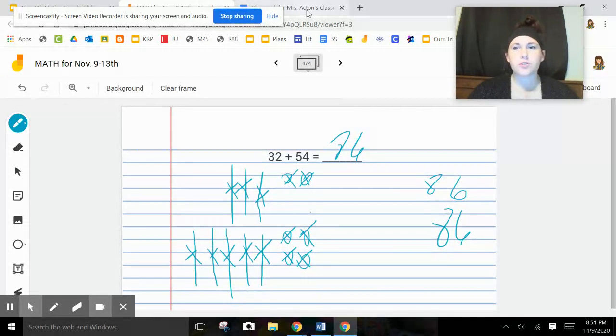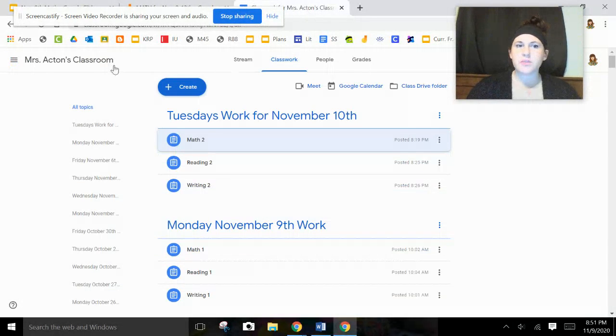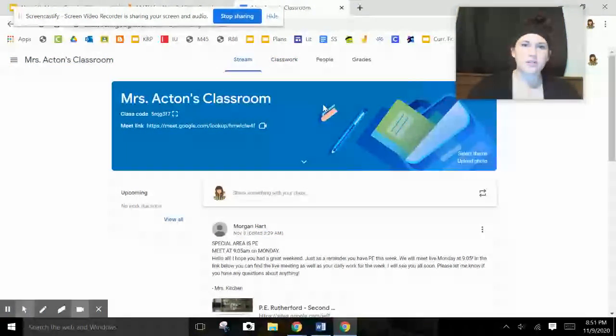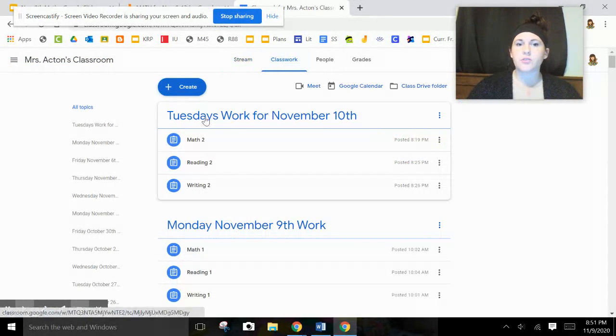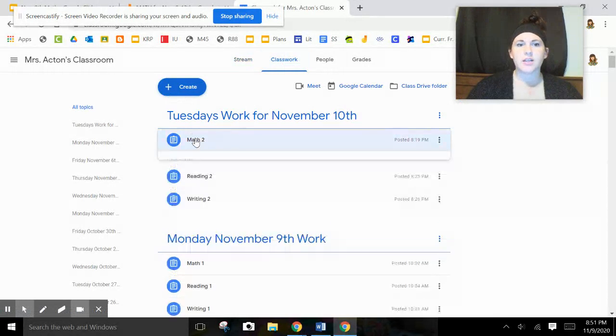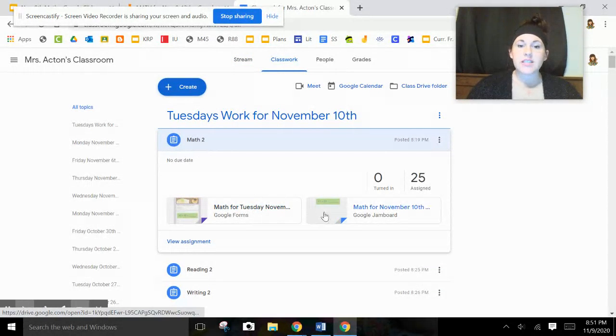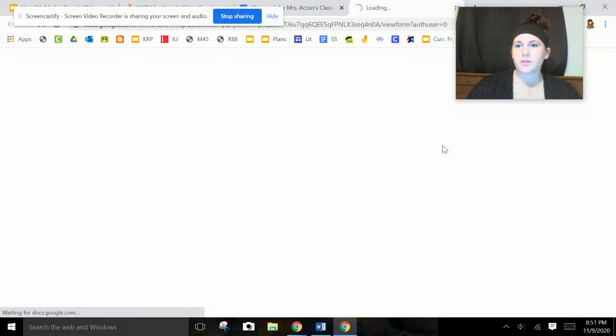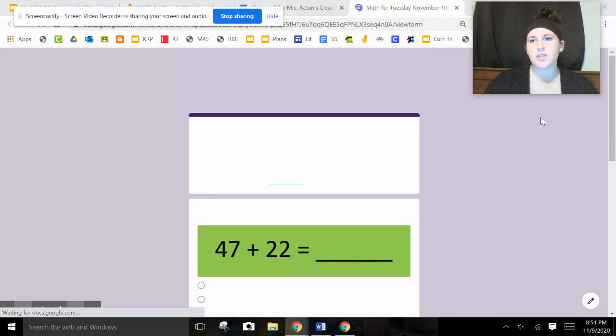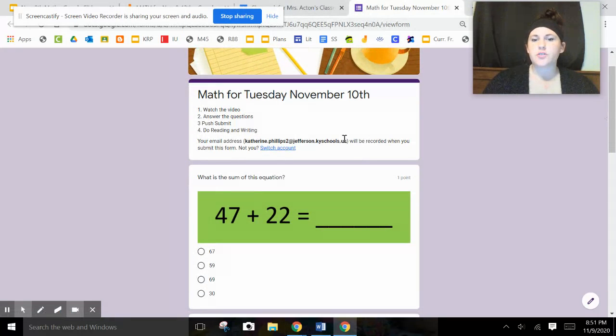So I'm going to show you what your classwork looks like today. So this is Miss Acton's classroom. Yours looks a little different, I know, but you're still going to go to whatever your work is for today and click on your math. You're going to see that there are two different things for you to click on. The first one is your form. So go ahead and open that up. And it's what your classwork looks like every single day. So there's going to be a video right here. You're watching it.